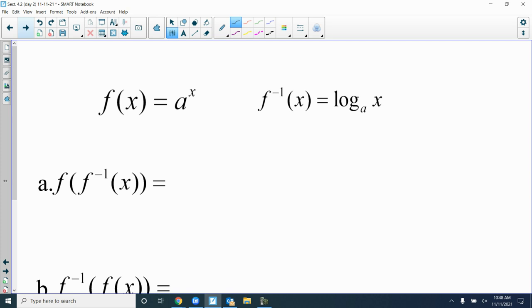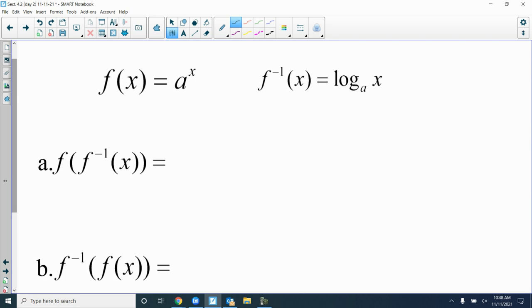All right, let's cover this. Consider f of x equals a to the x, and f of x equals log base a of x. Hey, what have we always taught you? If you take a function and its inverse, what do you always get back? You always get back x.